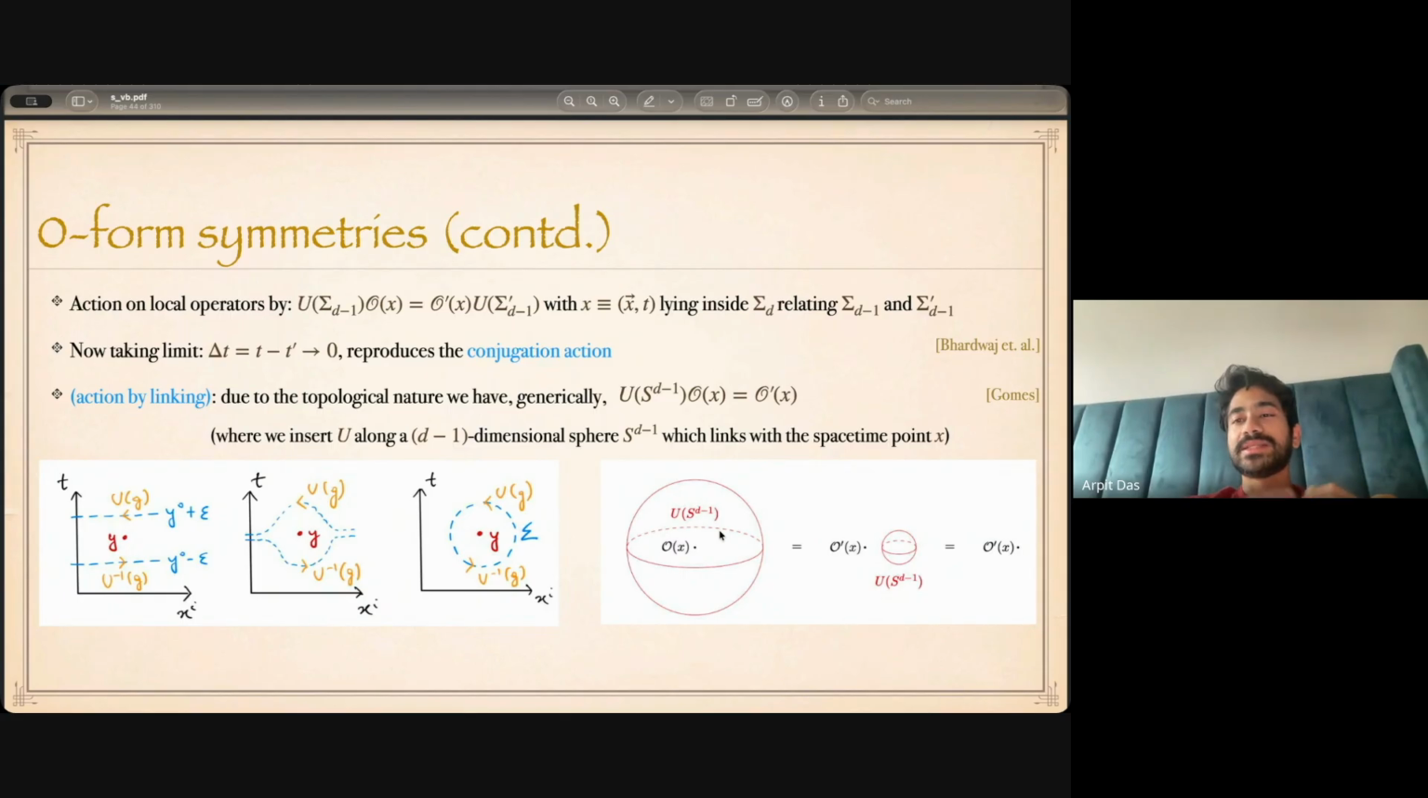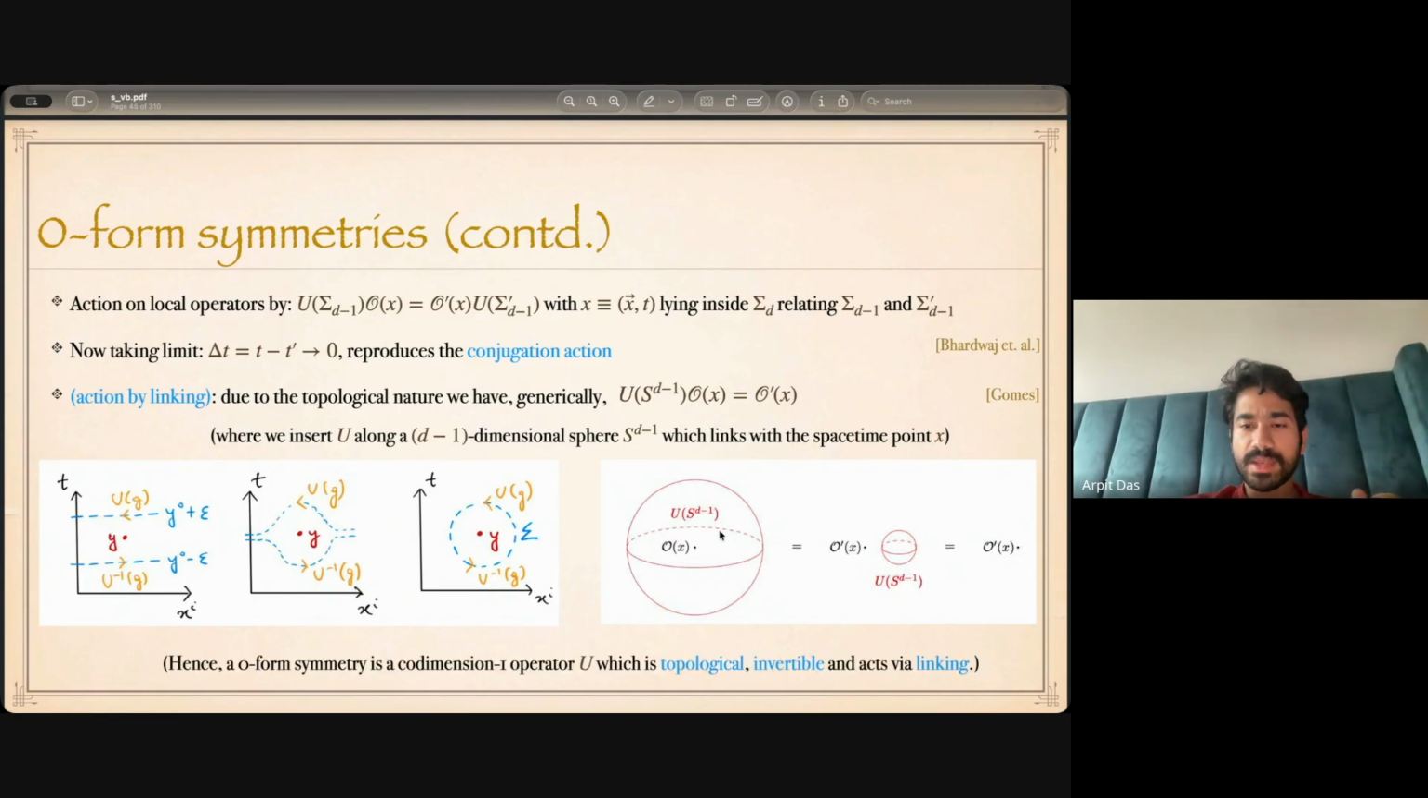So this is why, without even looking into the dynamics or particulars of the theory, just by looking at what kind of extended objects are there in your theory, and if you can associate some symmetries to these operators or objects, you can already talk about what kind of linking will happen or not, and what kind of global symmetries will be there in your theory. We will see this a little bit later, but that's the idea for why we write the conjugation action in terms of this linking.